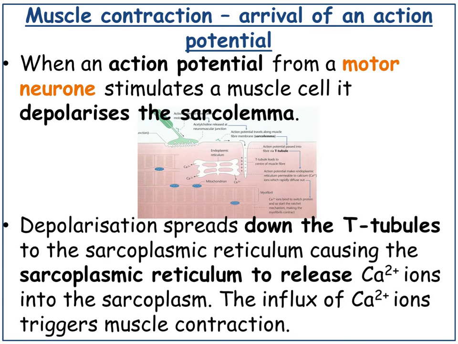So, when an action potential arrives from a motor neuron, this stimulates a muscle cell and it depolarizes the sarcolemma. Then the depolarization spreads down the T-tubules to the sarcoplasmic reticulum, which then releases calcium ions into the sarcolemma. And that influx of calcium ions triggers the muscle contraction.